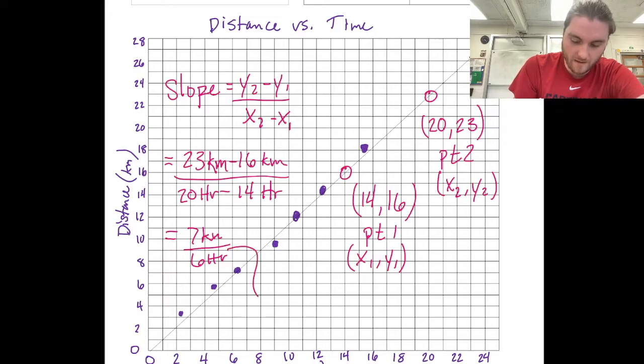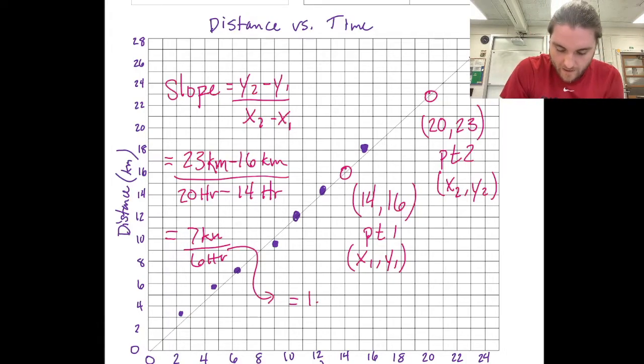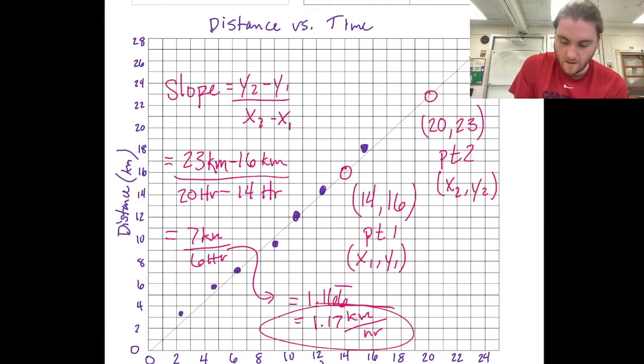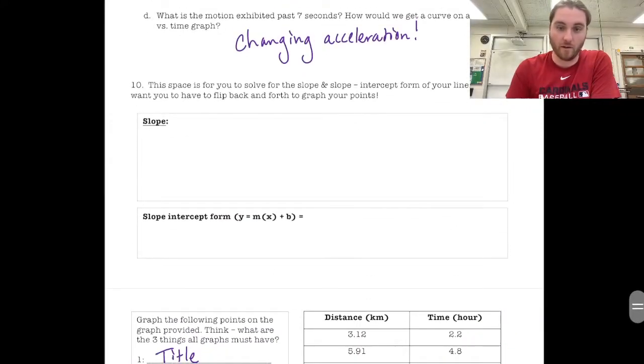But I do not leave it as a fraction. I'm going to come down here and put 7 over 6 into my calculator. I get 1.16 repeating. And here's the beauty of it. We do not have to take sig figs off a slope because it's not a measurement. Therefore, we just round it to something reasonable. I'm going to do 1.17. And again, units are kilometers per hour. So there's my slope. And that's what I would solve for up here.